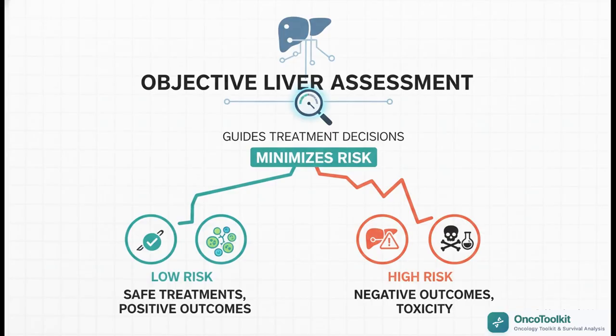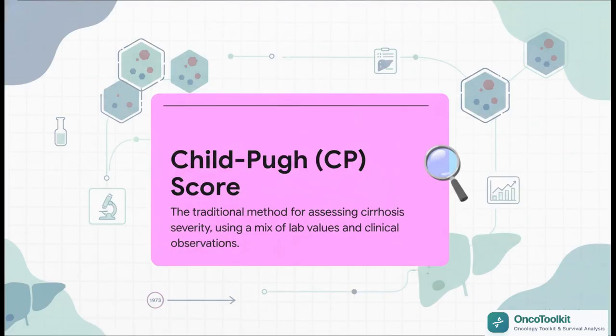It's how we figure out which patients can safely handle a major hepatectomy versus those who are at really high risk for post-hepatectomy liver failure. It tells us who can tolerate therapies like SBRT without severe toxicity, or who's likely to get the best outcomes on systemic agents like lenvatinib. It's everything. For decades, the one we all learned was the Child-Pugh score.